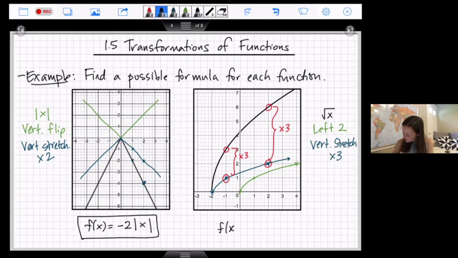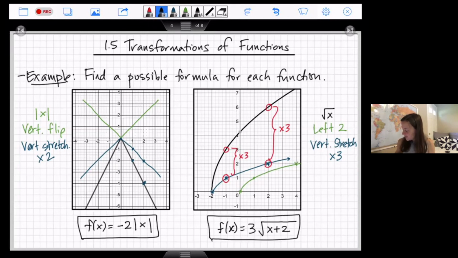All right, so let's see if we can put that together. We're going to have a function. I need to move it left 2, so I need to add 2 on the inside. I'm going to take my square root symbol and say x plus 2 on the inside. If I put plus 2 on the outside, that would move the graph up. So we want plus 2 on the inside. And then our vertical stretch times 3 is going to be multiplying the whole function by 3.